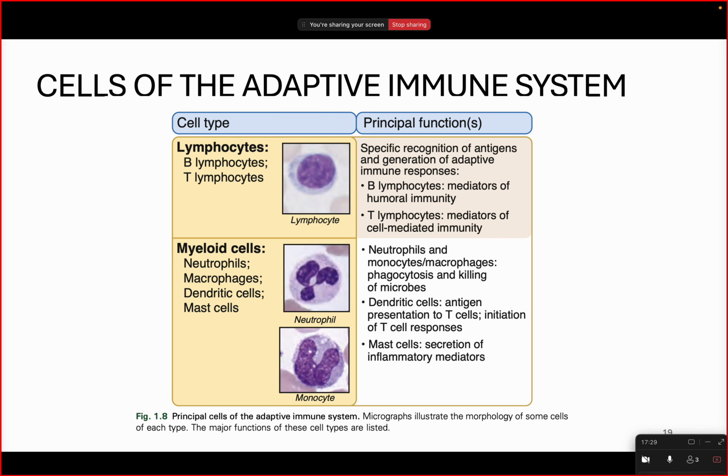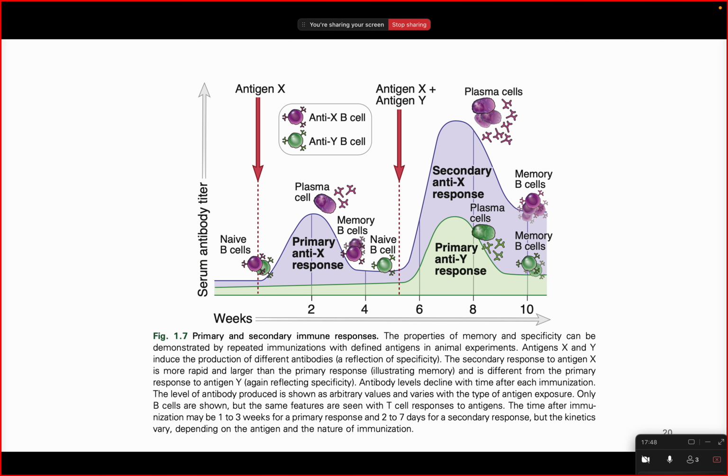In lymphocytes, it will be B lymphocyte, T lymphocyte. Now you have a picture of these cells, right? Earlier when I was introducing these cells, this was just information to you. And then we talked about myeloid cells. So now you know the function of neutrophils, macrophages, dendritic cells, and mast cells as well.